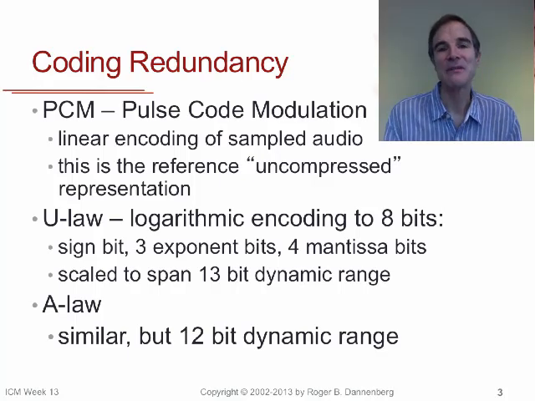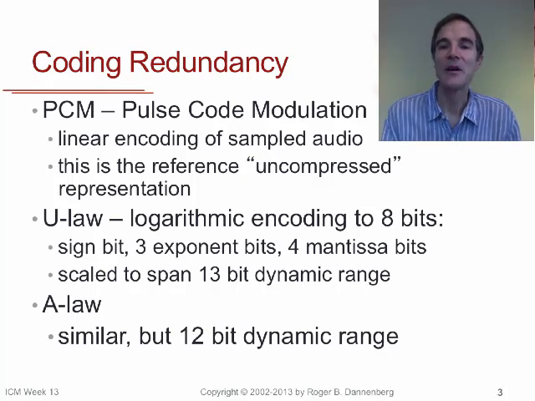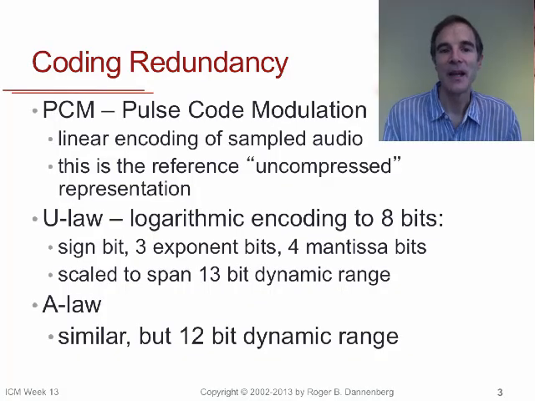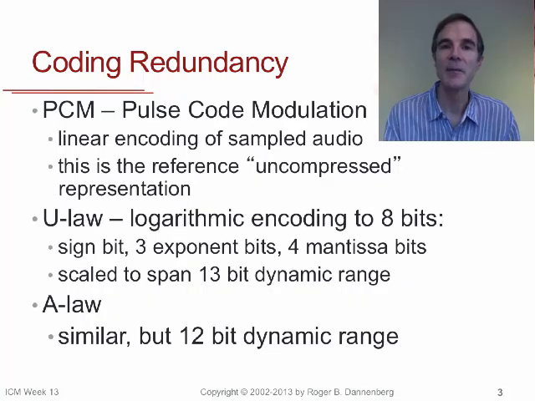Mu law is usually described as a logarithmic encoding of data, and it's actually a floating point recording. So the exponent is logarithmic, but there's a linear mantissa. Anyway, this is an 8-bit representation that represents a 13-bit dynamic range. Similarly, there's a slightly different standard called A-law, which encodes a 12-bit dynamic range.